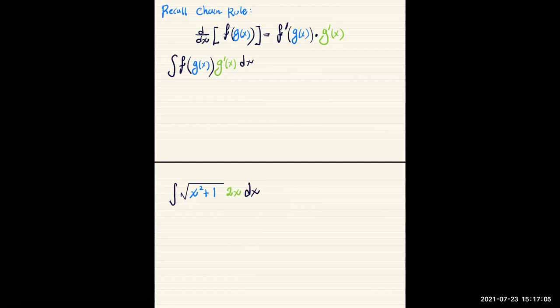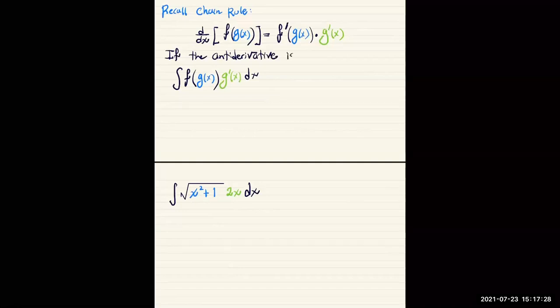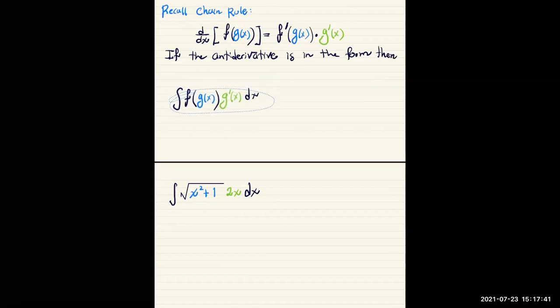Then we know that we can do the opposite of the chain rule. If the antiderivative is in this form, then substitution can be done.